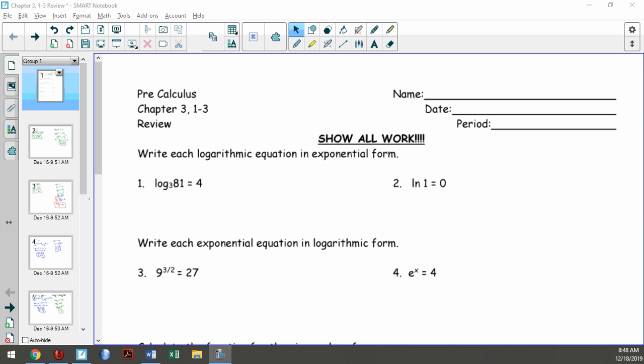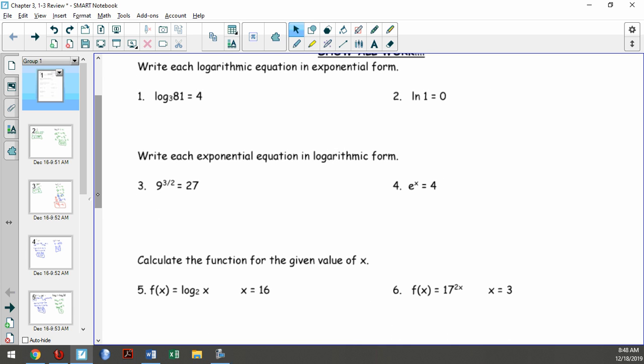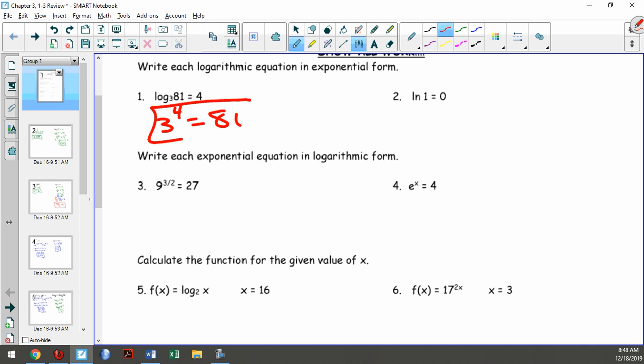Okay, I'm going to keep on going with this review worksheet right now. Number one, it says write each logarithmic equation as an exponential equation. How do I do that? Someone help me out. The base is 3, the exponent is across the equal sign, and that is equal to 81. Can you do that? Number 2, how is number 2 different than number 1? That ln is understood to be log base e, so log base e of 1 is equal to 0. So how do I write that logarithm as an exponential? E to the 0 is equal to 1.